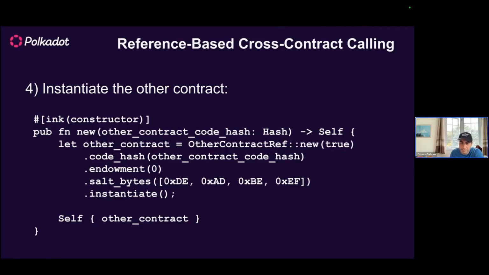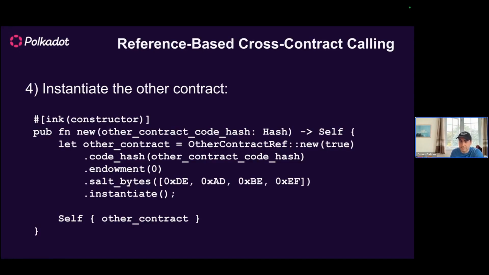Once it's on the chain, we can take its code hash. And you can see there, let other contract. We're specifying the reference. We're using other contract's reference because we imported that, we have that. And then we say .code hash, pass in the code hash of the contract that's on the chain.